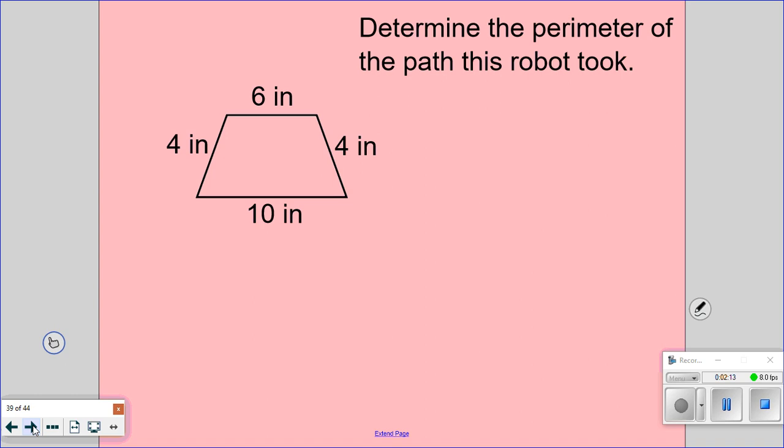So I might start in this corner and trace the bottom. There's my first part of my path. He went 10 inches. My robot kept going. He went up this side, so he went another 4 inches. Plus 4. He started going across the top. There's a plus 6. That's how long that line was. And then he went back down to the start. There's another 4 inches.